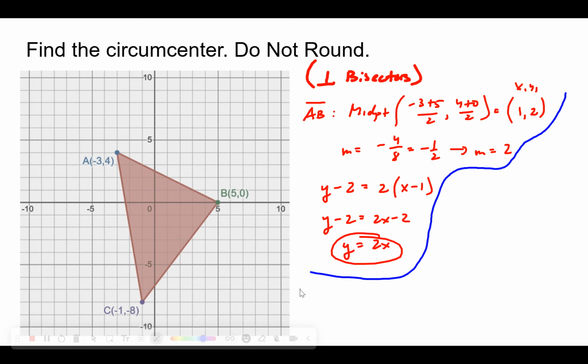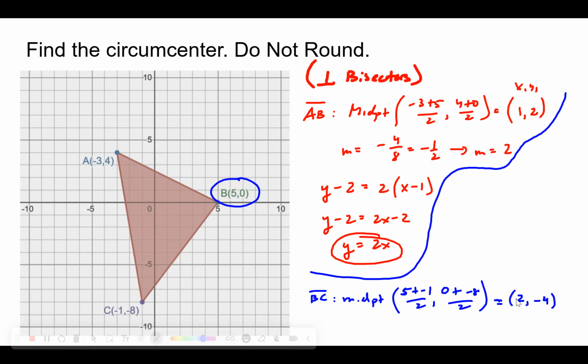Okay, so this is going to be for, let's say, BC. The first thing I'll do is find the midpoint by adding the x's. So let's do 5 plus negative 1 divided by 2, and 0 plus negative 8 divided by 2. I suppose I was smart to use 5, 0, because it used 0 twice, right? So this is 4 divided by 2, which is 2. That's negative 8 divided by 2, which is negative 4. So there is our midpoint for BC.